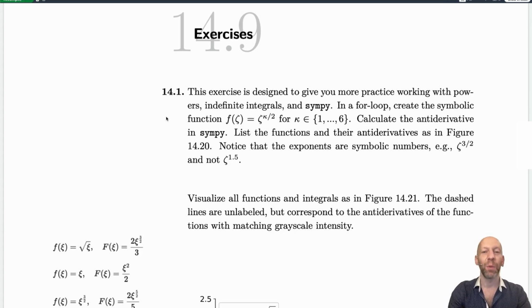exponent. So what you want to do is create this base function in a for loop using SymPy, so symbolic expressions. So we have f of zeta, this is the beautiful Greek character zeta, equals zeta to the power of kappa divided by 2. And then in a for loop, you change kappa from 1 through 6.